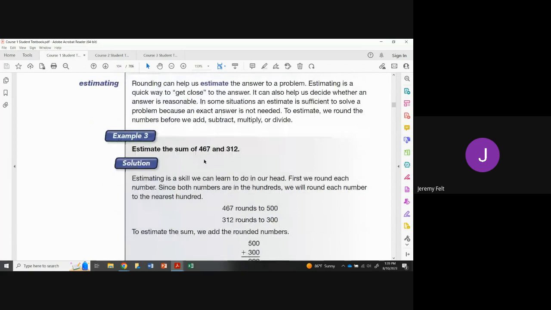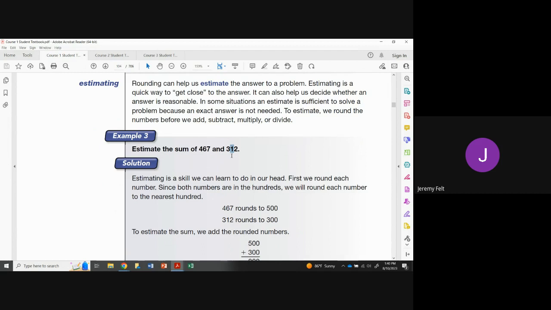So let's say we're estimating the sum of these two numbers. Again, sum means that we're adding. We have 467 and 312. Since both of these go out to the hundreds place, I'm going to round to the nearest 100. So I look to the tens place because it's right of the hundreds place, and in this case, it's a 6. I'm going to round this up to 500. For 312, I look to the value to the right of the hundreds place, and it's a 1, which tells me I round down.